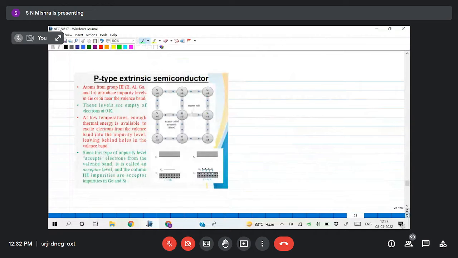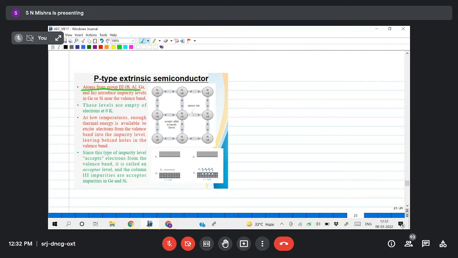Now we'll go to the p-type semiconductor. Once you understand the n-type semiconductor, the same way you can understand the p-type semiconductor. Here, atoms from group 3 are added into the silicon. Group 3 means what? The atoms which have 3 electrons in their valence cell or outermost cell, like boron, aluminum, gallium, indium, all those having 3 electrons in their outermost cell or valence cell.